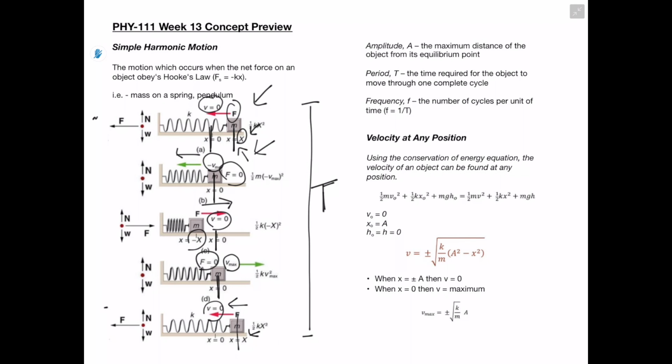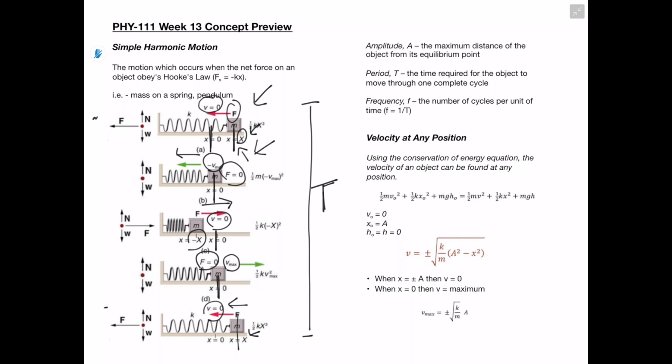Then frequency is the number of cycles per unit of time. This is what we would want to use in order to determine how many cycles we go through in a second, for instance. And this brings us into finding velocity within these scenarios. In order to find the velocity at any position, we can use this conservation of energy equation.